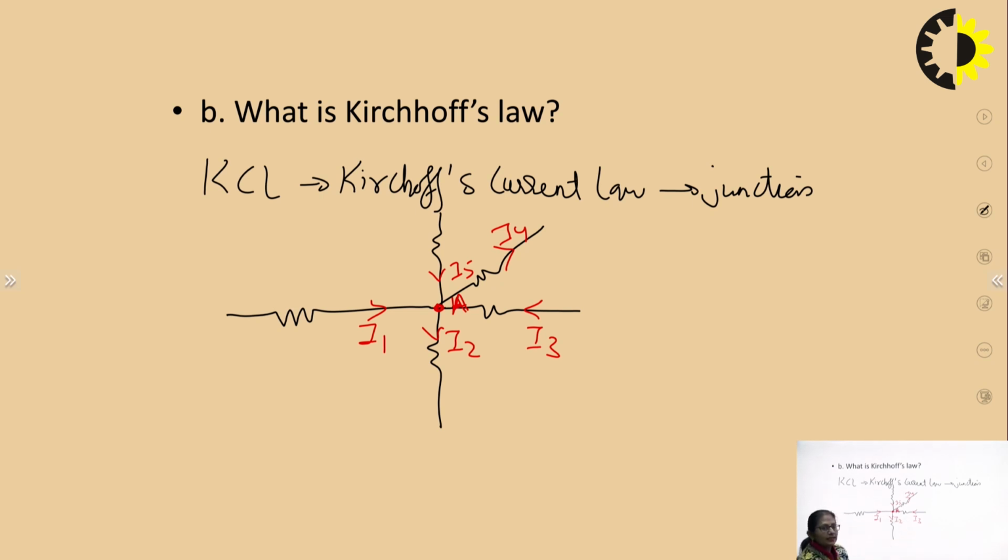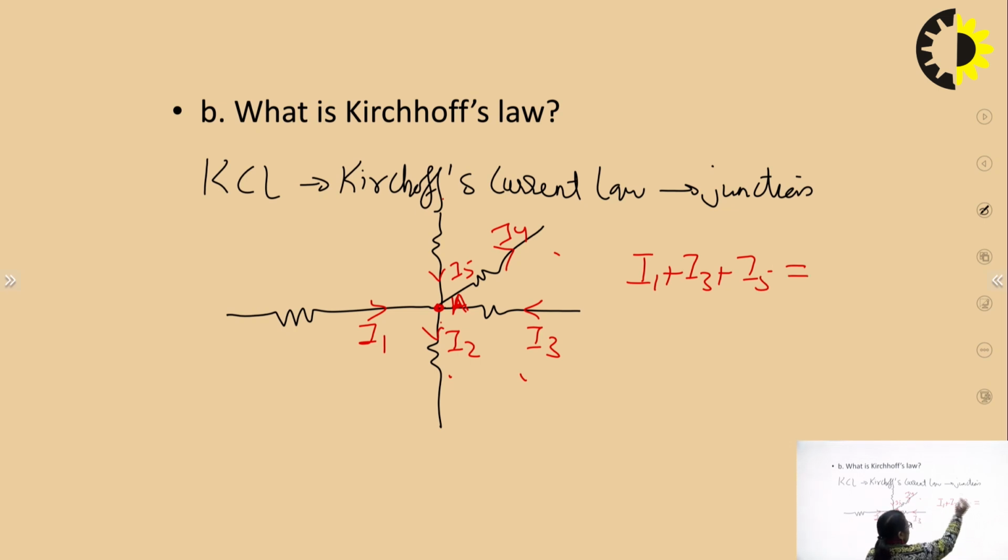Now, if at all I apply the KCL say at junction A, this is say junction A. If at all I apply KCL at junction A, the sum of all incoming current would be equal to the sum of all outgoing current. So what are the incoming currents at this particular junction? I1, if at all I see, is the incoming current. I3 is the incoming current. I5 is the incoming current. I2, is it the incoming current? No, it is the outgoing current. Similarly, I4 is also an outgoing current. So the sum of all incoming current becomes I1 plus I3 plus I5.